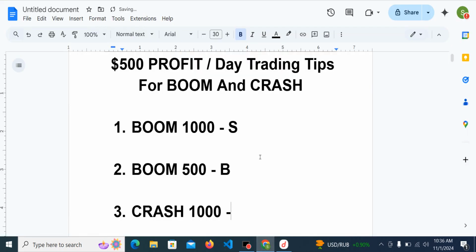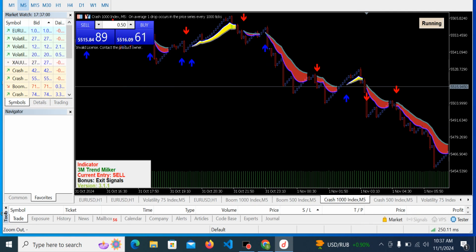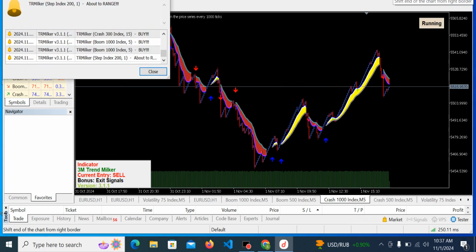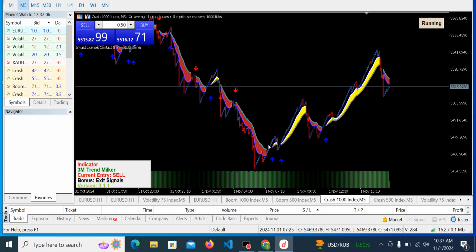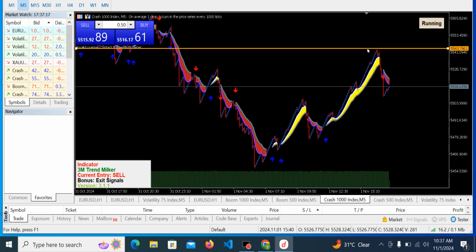Okay, next asset is going to be Crash 1000. Let's check it out together. Okay guys, this is Crash 1000. This actually went on a downtrend and it came to an end at this point. So it started an uptrend and it is still buying at the moment. It got to this particular resistance zone. It was unable to break out from there, so it started selling right from there.